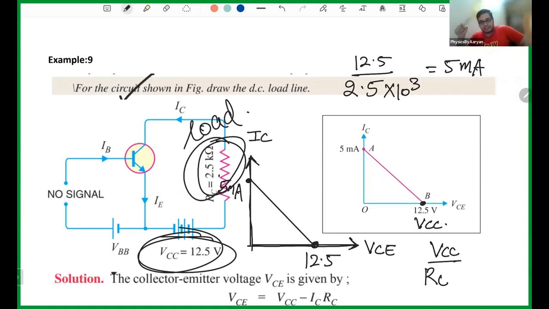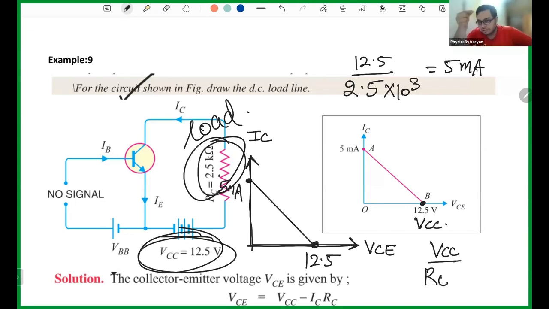Right? So this line is decided by which parameters? Load parameter. Load resistor. That is why the name load is coming up. This line has nothing to do with your transistor. I have not told you that this transistor is NPN, PNP, what is a beta for this transistor, or what this transistor is doing, so on and so forth. What is my input? What is my signal? Nothing. Only this thing is dependent upon the load.